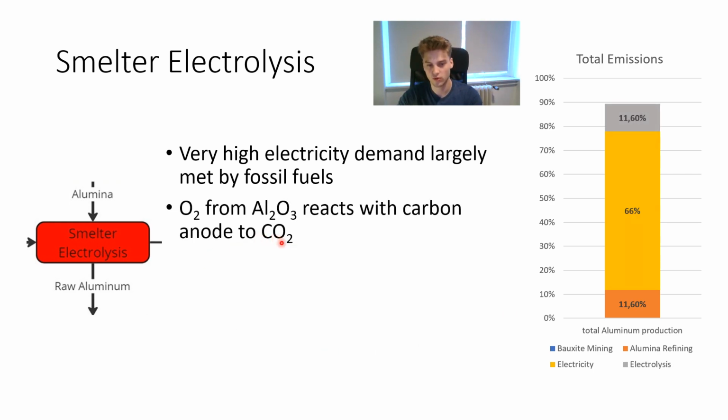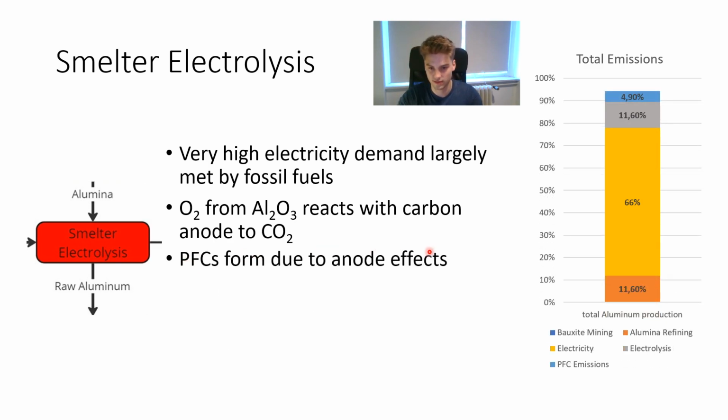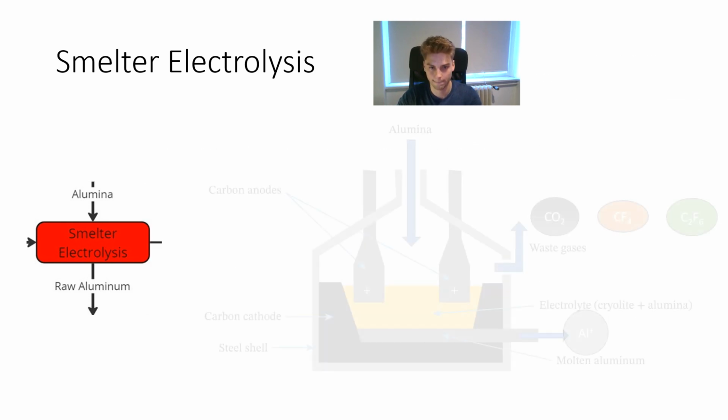Also, we have the CO2 emissions I have explained, because the oxygen from the alumina reacts with the carbon anode to CO2, and these emissions take up also 11.6% of the total emissions. And in the end, the PFCs I've mentioned are responsible for around 5% of the total emissions in the aluminum production. So they are also important.